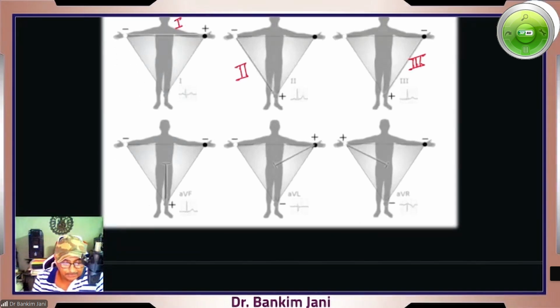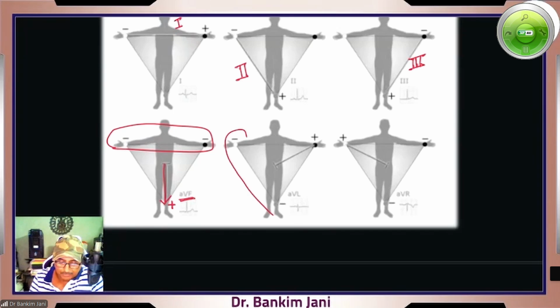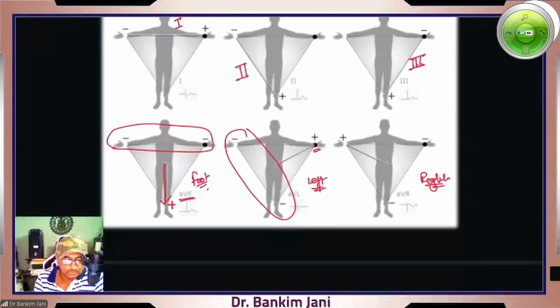Similarly, this one is positive, right? And the rest are all made negative or neutral. So that's why the resultant vector is this, and that is AVF. Similarly, over here, this is all made negative. Only this one is kept positive. So that's why this is called AVL. Right? So this is for the left, this is for the right, and this is for the foot. Foot means always left.